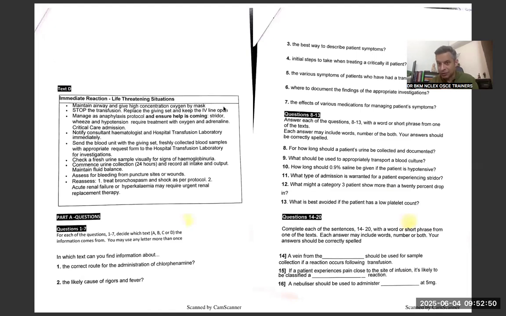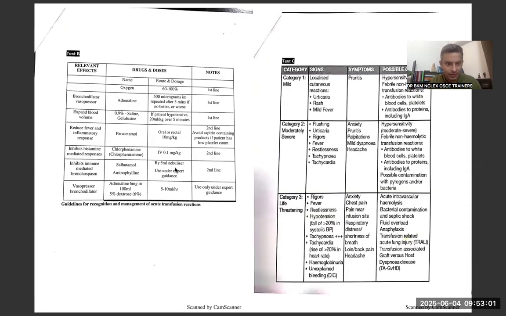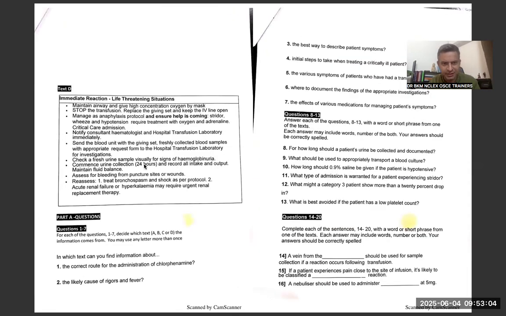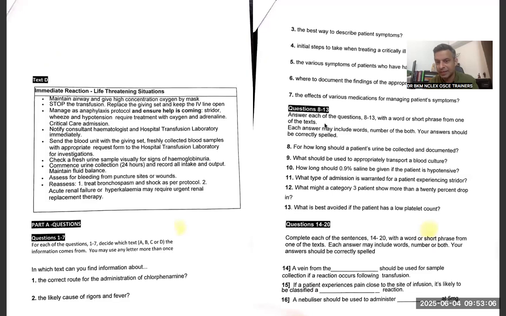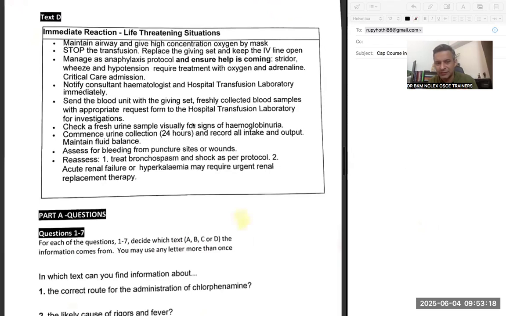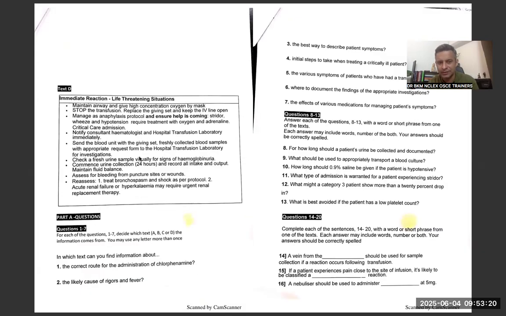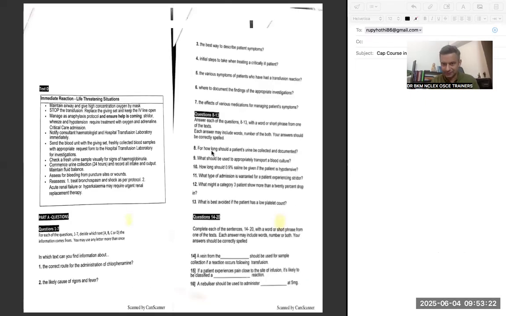Questions 1 to 7. Now see the benefit of doing questions 1 to 7. Question number 4, how long should a patient's urine be collected and documented? It should be in A. For how long? Urine collection, by chance I can see here in D. So if I couldn't find it in A, by chance I could see it. Having words like collected, I can see collection, and now this was an easy answer for me, having the word collection over here. So this was a little easier.